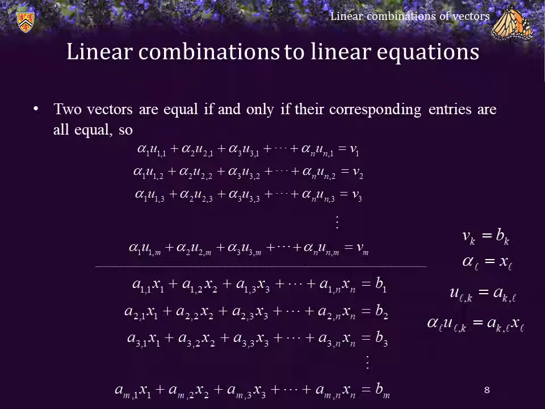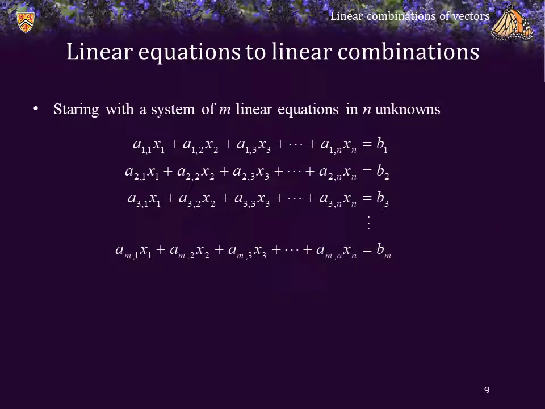So, yes, the question of finding a linear combination of n vectors equaling a target vector all in R to the m is equivalent to solving a system of m linear equations in n unknowns. Let's go the other way now. Let us start with a system of m linear equations in n unknowns, and let us show that this can be reinterpreted as finding a linear combination of n vectors equaling a target vector in R to the m.